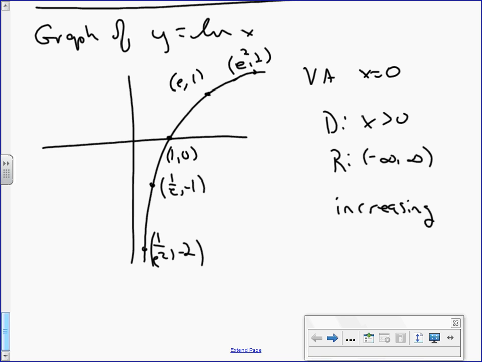Okay, this is a graph that you need to memorize. At least 3 points on it. The two major ones, this one shows up a good bit, and this one shows up sometimes, and you should be able to extend it to some other points if you need to.